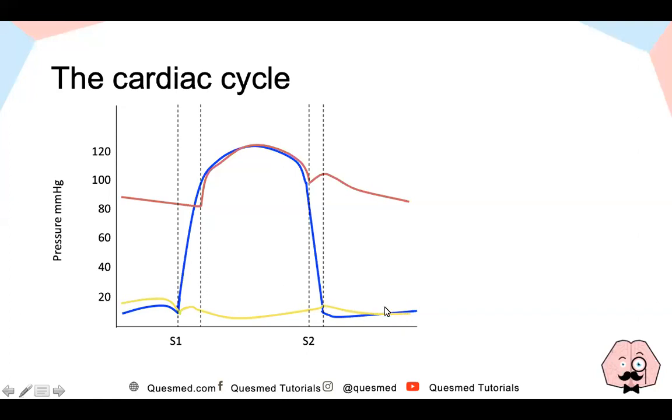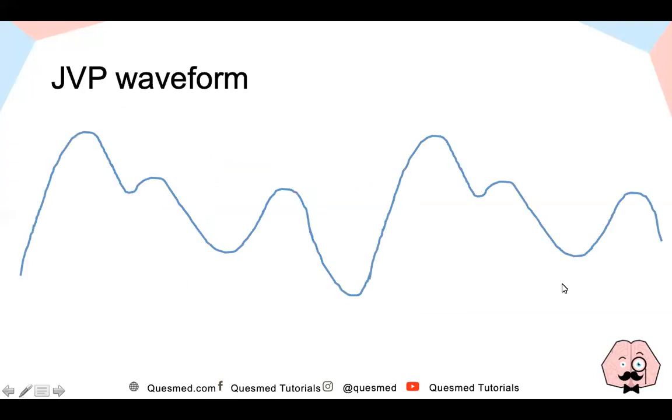Okay, so again, we've got our sound 1, that's when our tricuspid valve closes, and then we've got our sound 2, that's when our aortic valve closes. This point here is when our tricuspid valve opens, and this one here is when our aortic valve opens. Okay. JVP doesn't look that good on this graph because all of the pressures are quite low. So I've drawn it out again. This is our JVP waveform, and I've drawn 2 repetitions of this just to make it clear that that's a repeating thing that just keeps on going on and on.